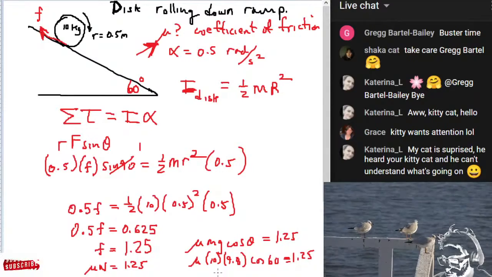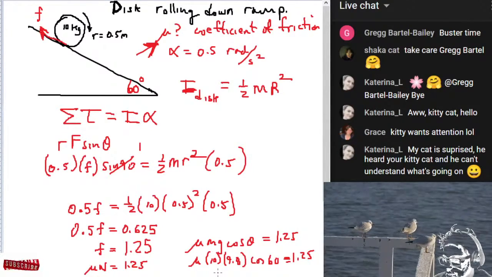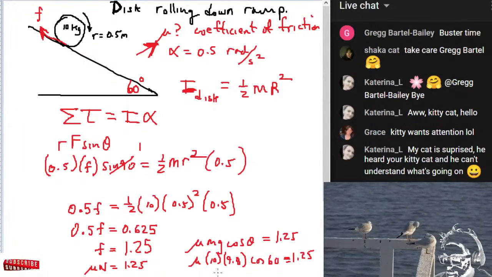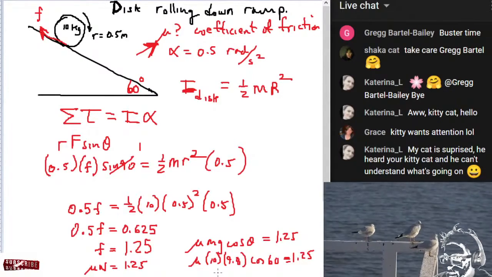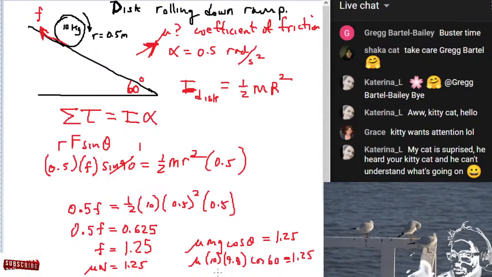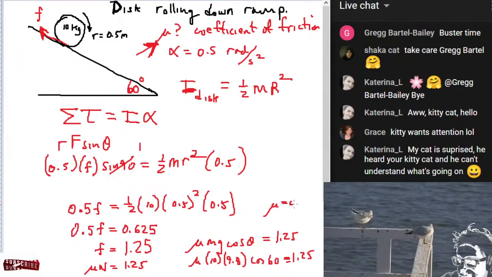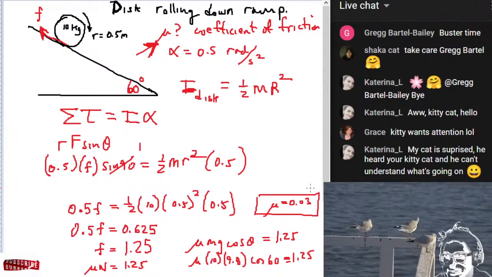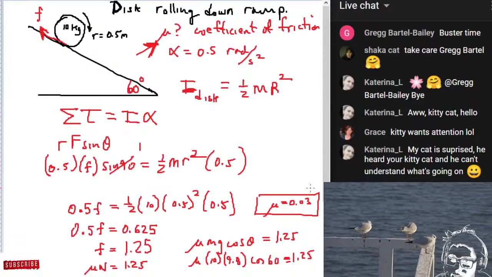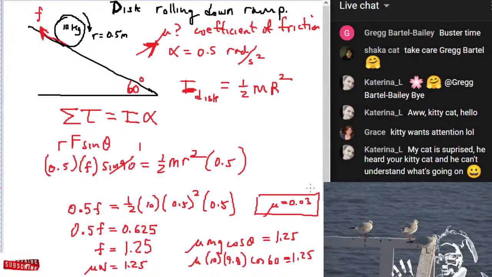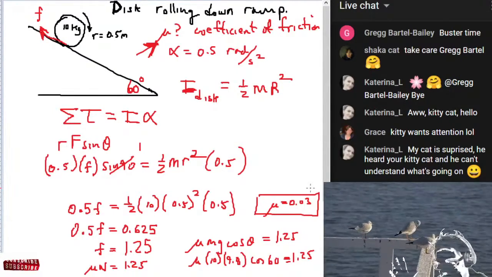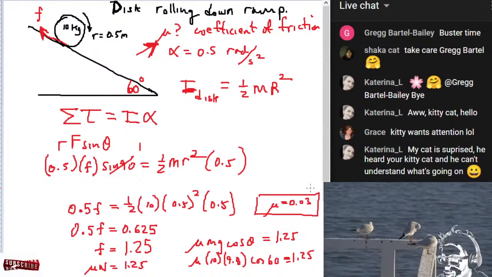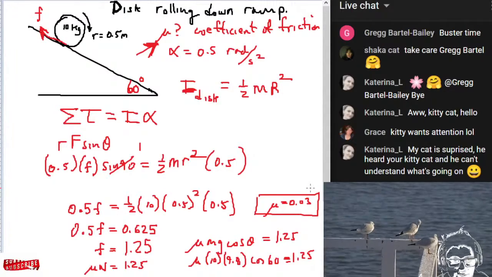So 10 times 9.8 times cosine of 60 is 49. So 1.25 divided by 49. We get 0.03. So mu is 0.03. And that's that. But now you know how to do both types: static situations where there's no angular acceleration and where there's an angular acceleration. So that's it. Any questions about this?